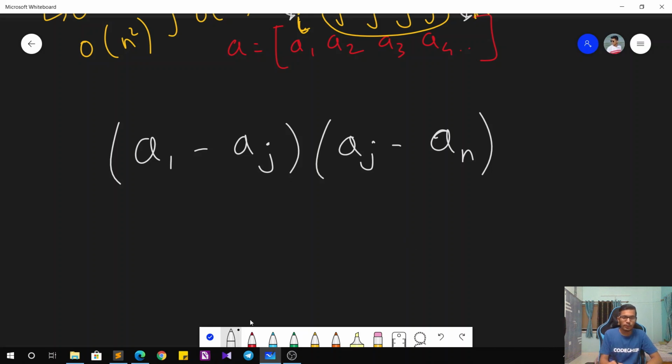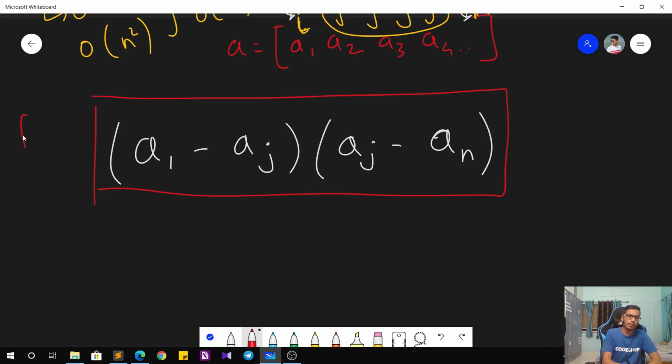So these two are fixed values. These two are constants, right? Because they are particular values which we know from the array. The only thing that is varying is aj. So if you call this some function of j, this is actually a concave function. That is, its value increases and then decreases.